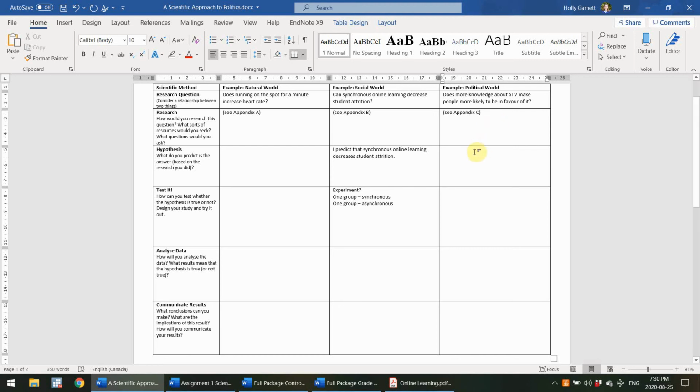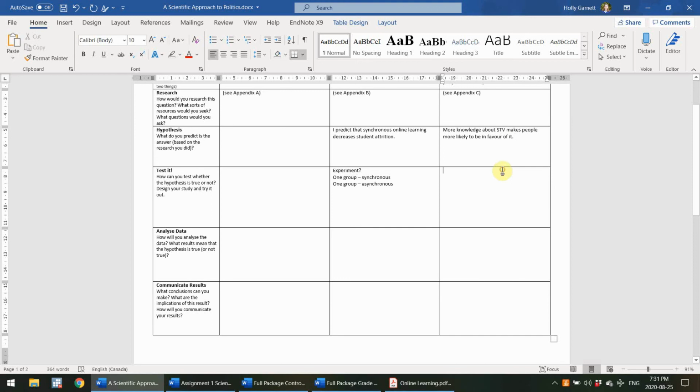So I made this hypothesis that more knowledge about STV makes people more likely to be in favor of it. And again, you always know it's an actual hypothesis because I could say I predict that more knowledge about STV makes people more likely to be in favor of it. So how did I test it? Well, I actually did run an experiment. So let me show you the full package.